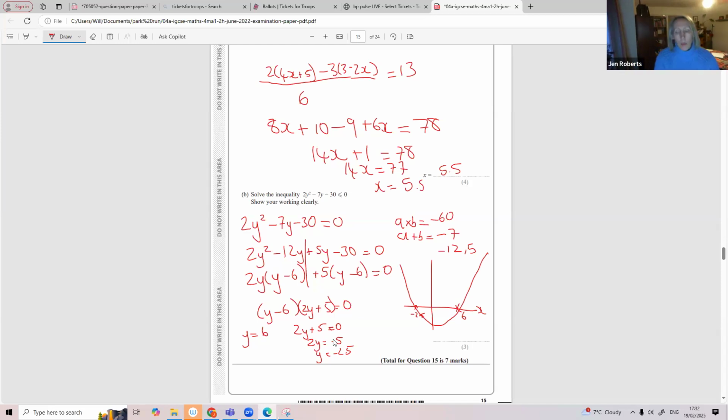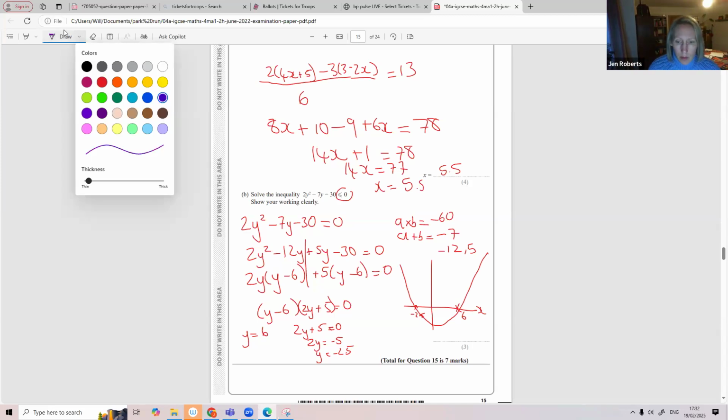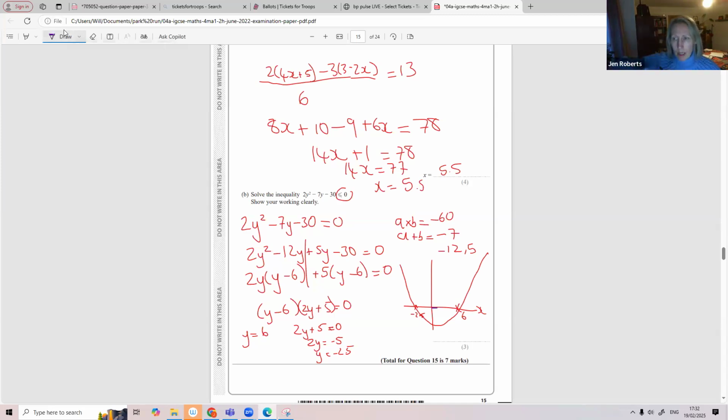What do we want to know? We want to know when this graph is less than or equal to 0. So if it's less than or equal to 0, it's below your x-axis. If it's greater than or equal to 0, it'd be above. So for what values of x do we get these answers here? Well, it's for all of these values of x. X is between minus 2.5 and 6. That is your final answer there.